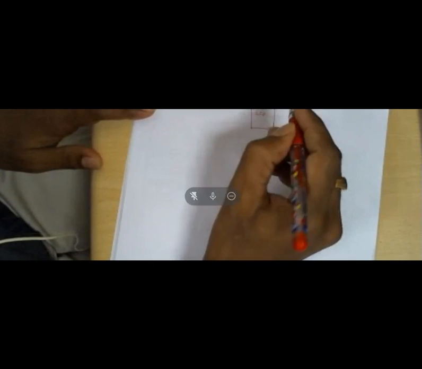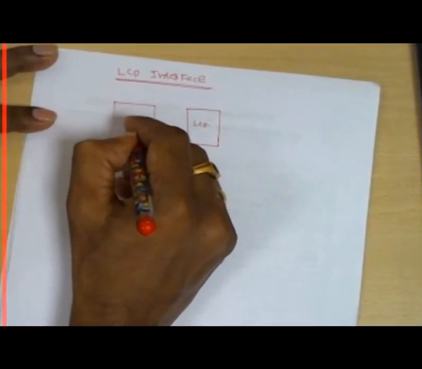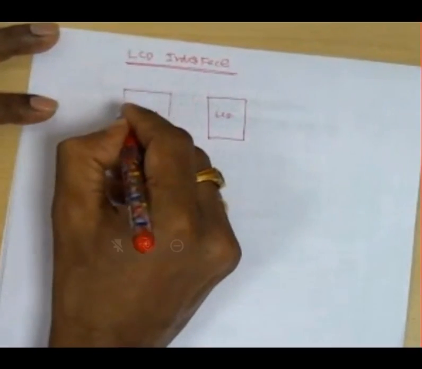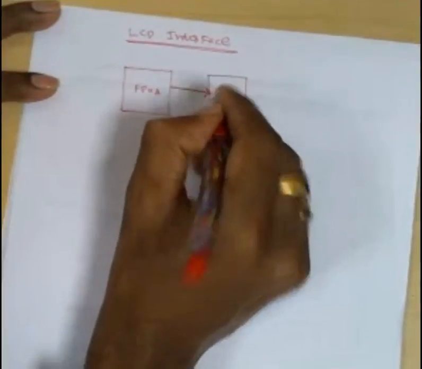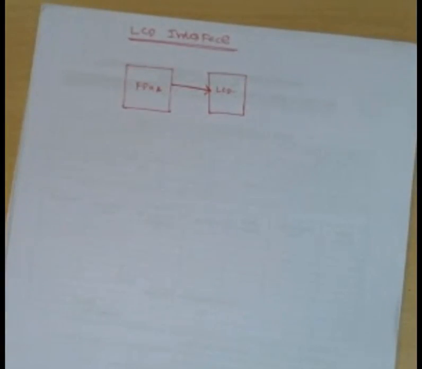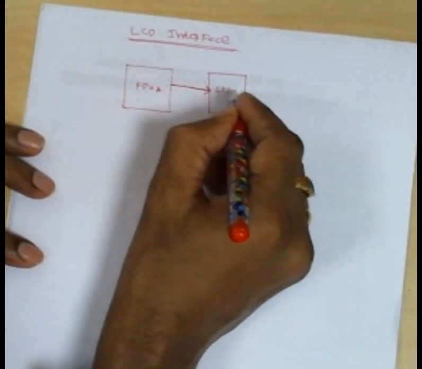So this is the LCD. This is our master. FPGA is always master. This is going there now, something like that. You assume like this. So this master is going to talk to this LCD now.